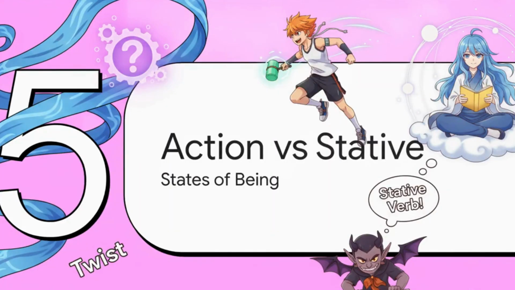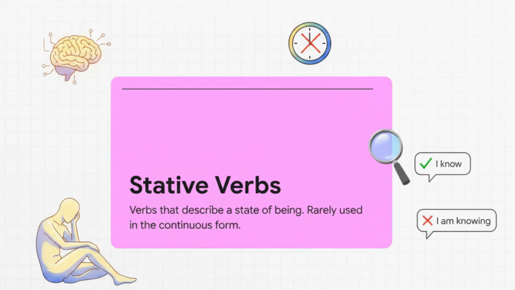Section 5. Action versus stative verbs. So, the crucial point here is that stative verbs describe states of being, not physical actions. Think back to the most common and important stative verb we just discussed, the verb to be. Because these represent states, we almost never use them with ing. Even if something is true right in this exact moment, you still use the present simple. That is exactly why you say, I am happy, stating your condition, instead of I am being happy.